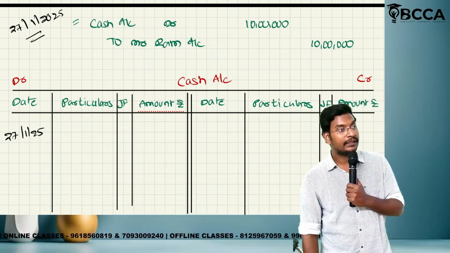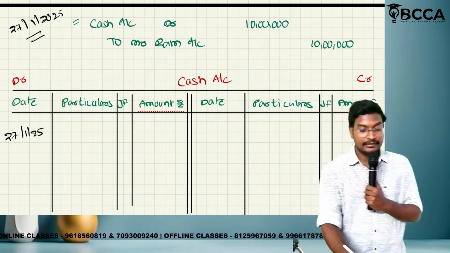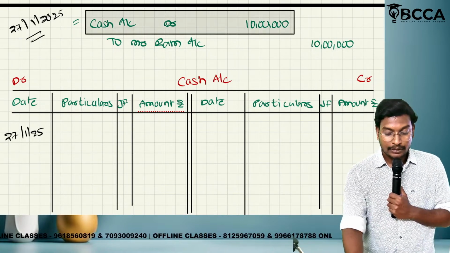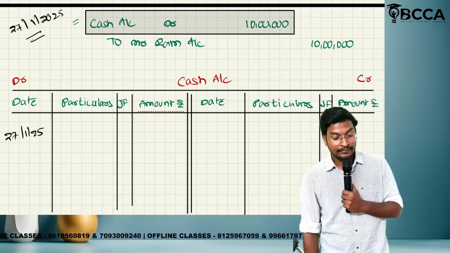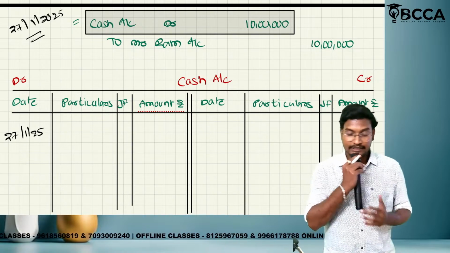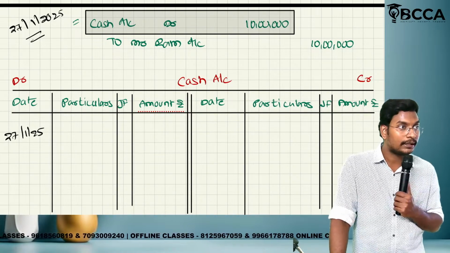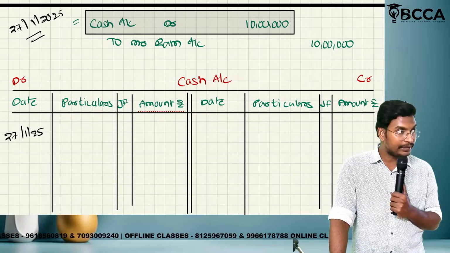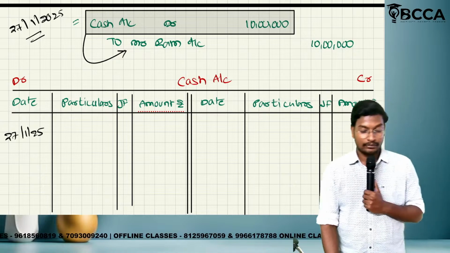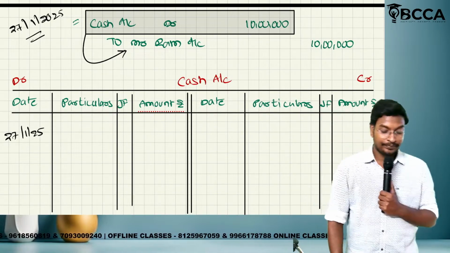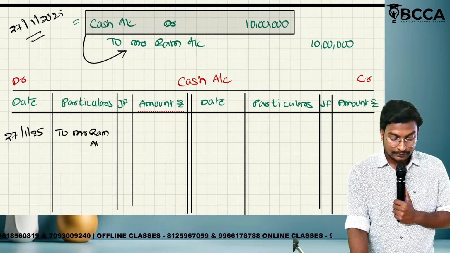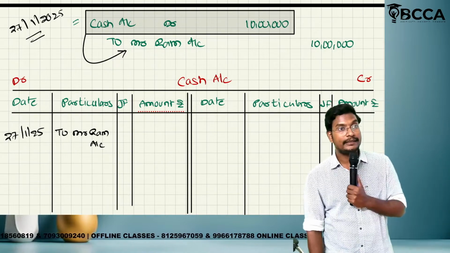Why are we recording on the debit side? Because in the journal entry cash is debited. So in the cash account we record on the debit side. But in the cash account we should not use the word cash again. We have to record with the name of the opposite account. What is the opposite account? Mr. Ram. So 'To Mr. Ram account', like this we need to record.